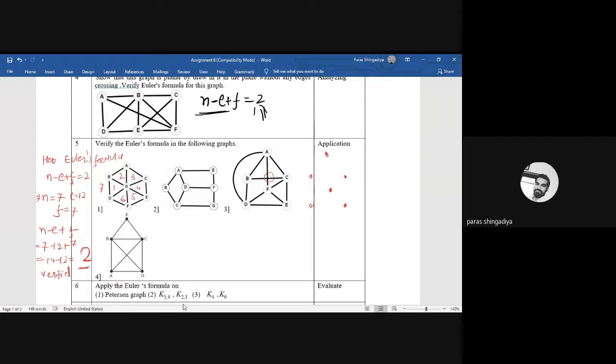Okay. So in this, there is no problem. In this 1, 2, and 4, 4 is also easy to make planar. Just remove one edge, and then reconnect it from the outside.